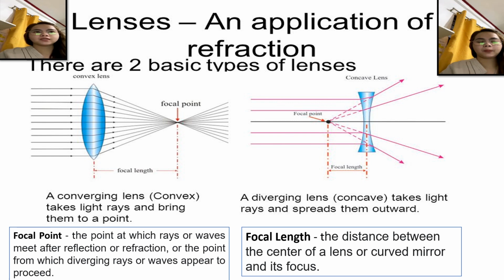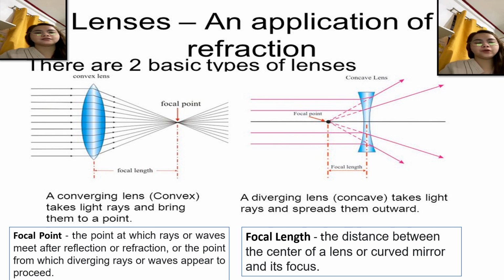When it comes to lenses, it is more on the application of refraction. Under lenses, we have two basic types, which are the convex and the concave. A converging lens, or convex, takes light rays and brings them to a point, which is the focal point, while the diverging lens, or the concave, takes light rays and spreads them out.